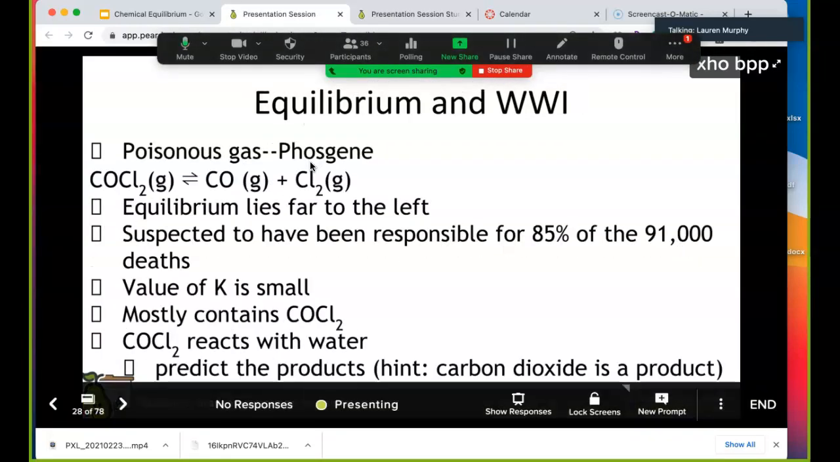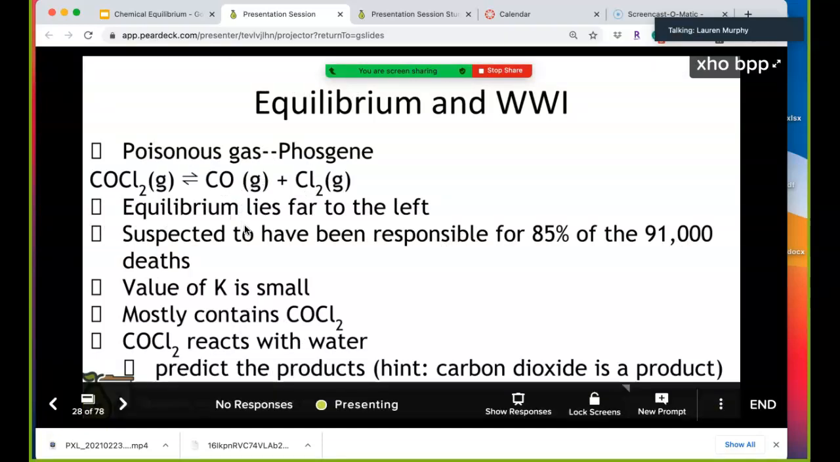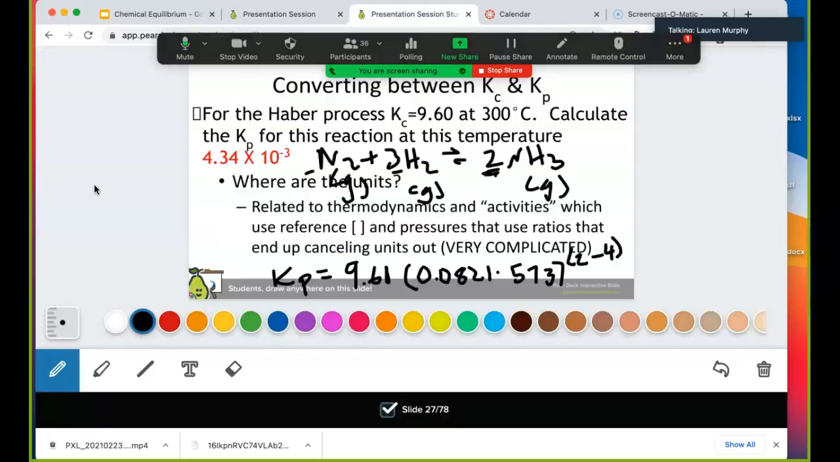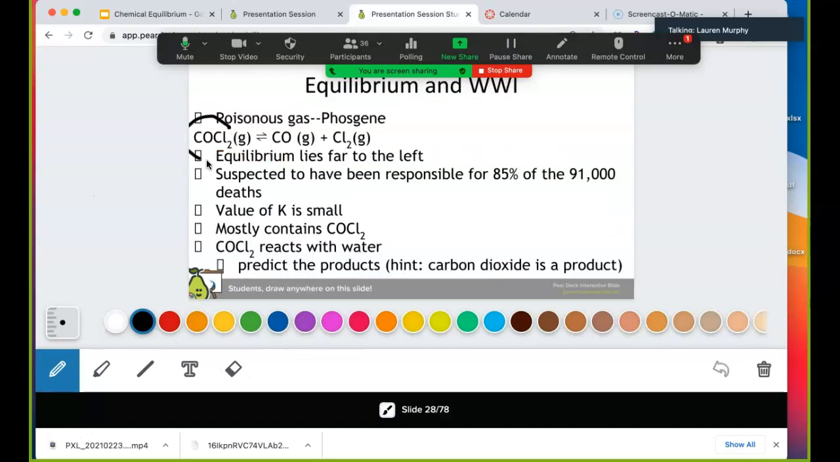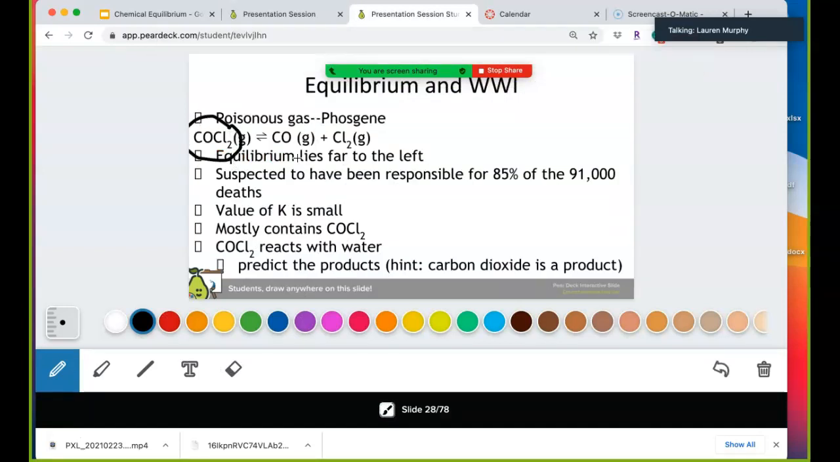So what is the point of knowing the value of K? Well, the value of K tells you where the equilibrium lies, meaning most reactions don't favor one side the same as another side. Most reactions will favor either the products or the reactants. And how do you know? You know based on the value of K. So phosgene is this gas that they used in chemical warfare. The fact that the equilibrium lies far to the left means that the majority of the phosgene, carbon monoxide, and chlorine mixture is phosgene. So very little of it actually breaks apart into carbon monoxide and chlorine gas.